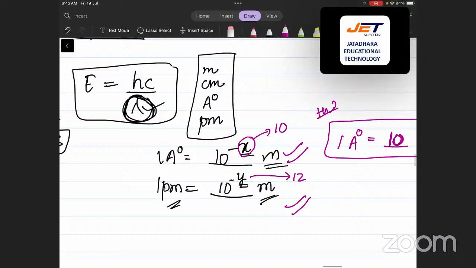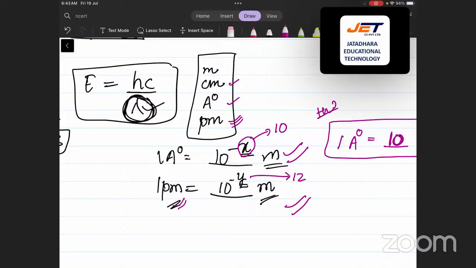Picometer is also a unit for measuring length, right? Because atoms are very, very small, so we have to use smaller units. For example, angstrom, centimeter, picometer, millimeter, micrometer. For measuring the distances between atoms, we will have to use a smaller unit, and one such unit is picometer. And all of these we have learned in the basic concepts of chemistry, right?